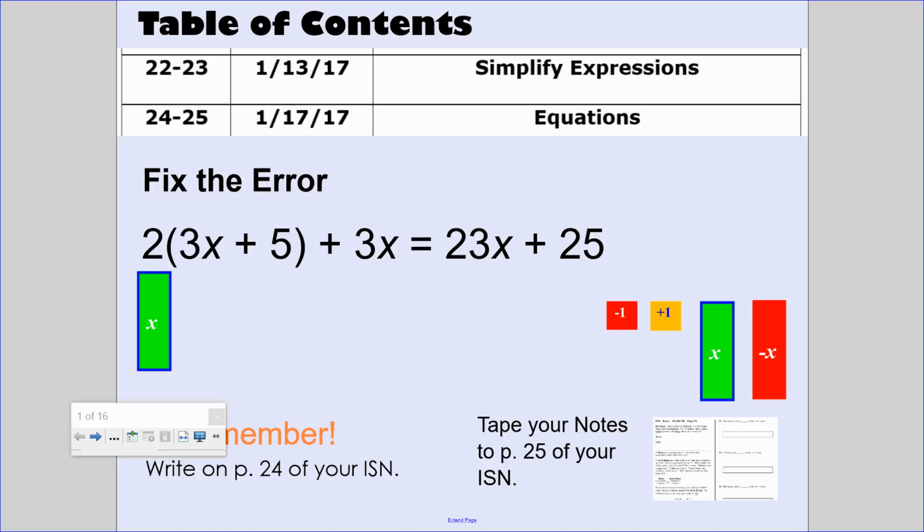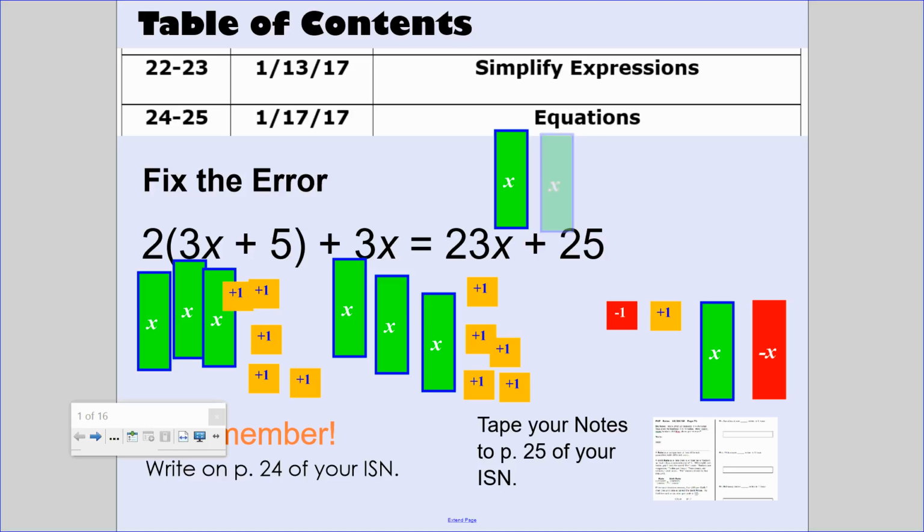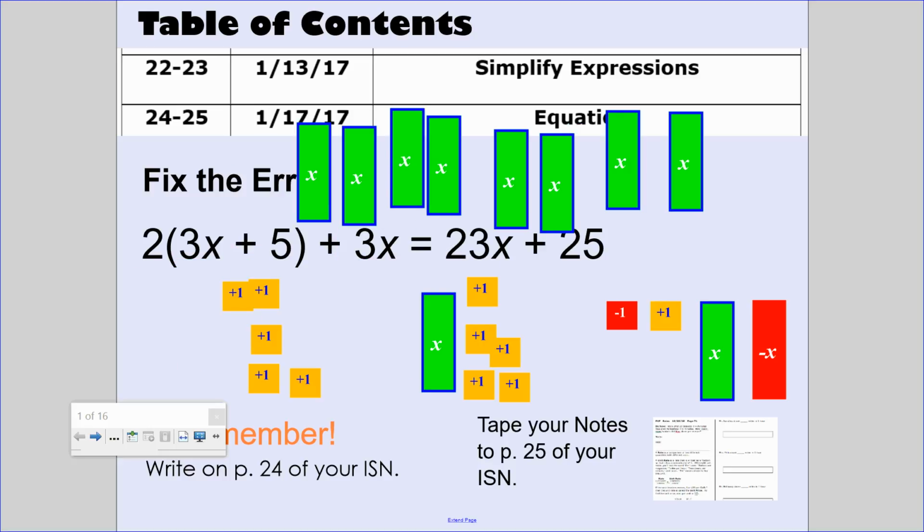Let's use algebra tiles to model this. 2 times the quantity of 3x plus 5: 1, 2, 3, 4, 5, 3x, because it says times the quantity, 1, 2, 3, 4, 5, plus 3 more x's. So let's collect like terms. We collect all the like terms, collecting all the x's.